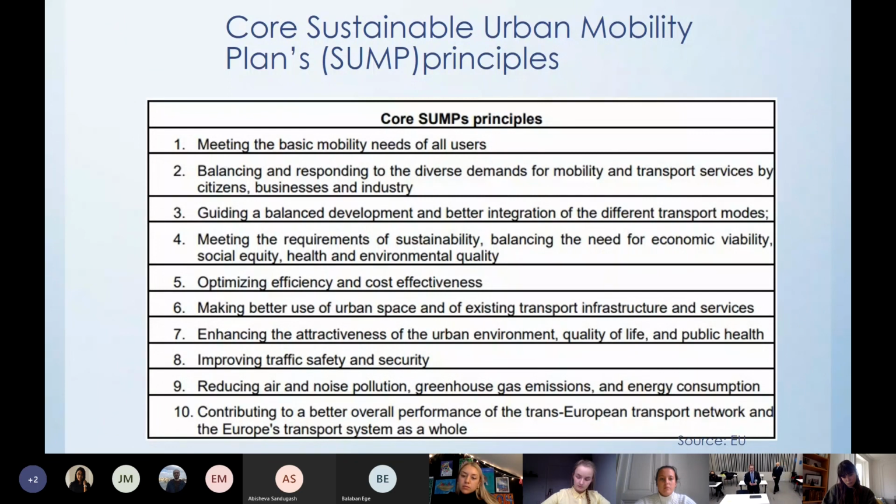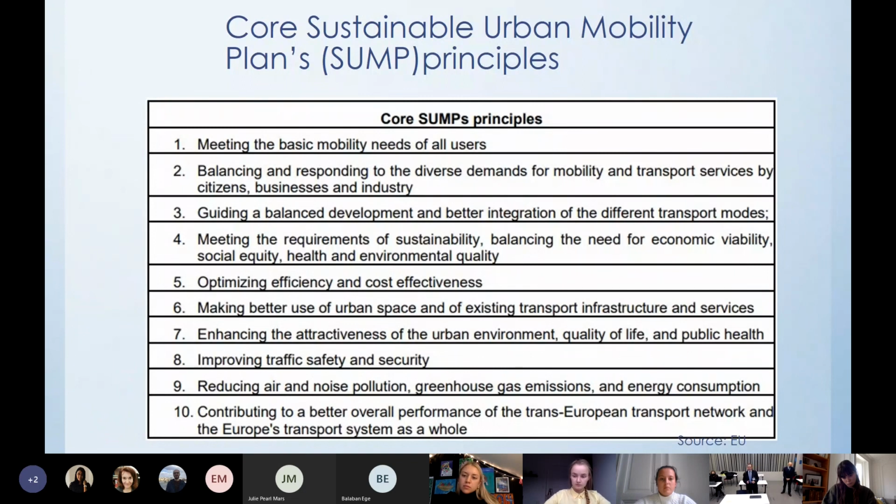Then if we are speaking about transport infrastructure and services, we have to use the existing infrastructure, but also develop those elements which are needed, again balancing and keeping in our mind that we are working for better environmental quality and for economic viability.